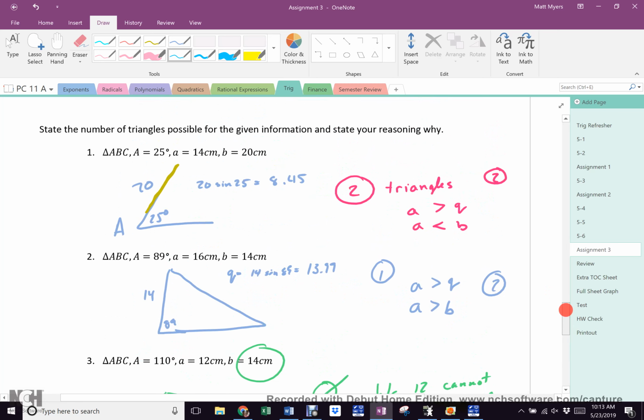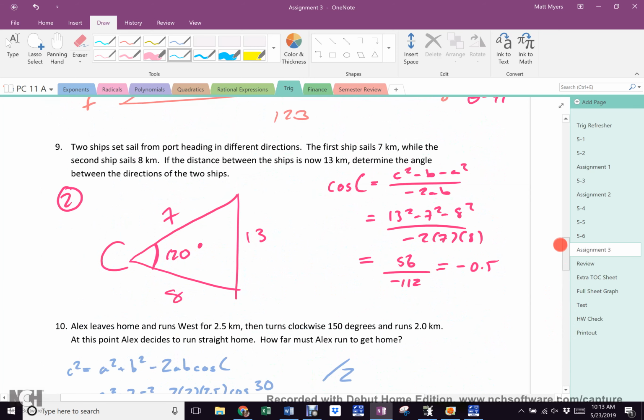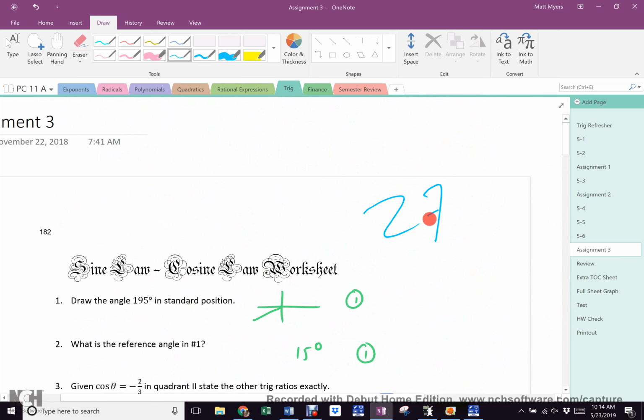So that last page is out of 8. 8 and 6 is 14, and 13 is 27. Give yourself a mark out of 27.